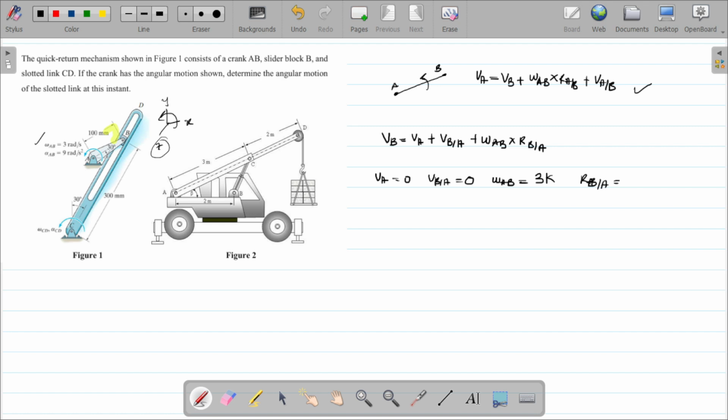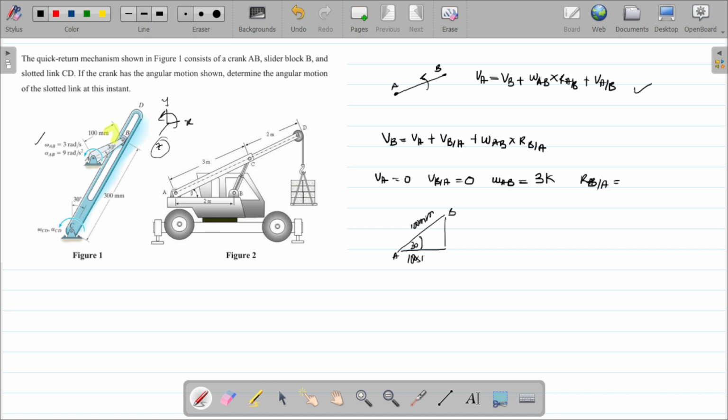And then R of B relative A. This is the position of B from A. So for the position of B from A, we have something like this. Here is A, here is B. The length is 100 mm, and it is inclined at an angle of 30 degrees. All right, so 100 is a scalar value, so you can put that in vector form. Don't forget we are dealing with vector mechanics.